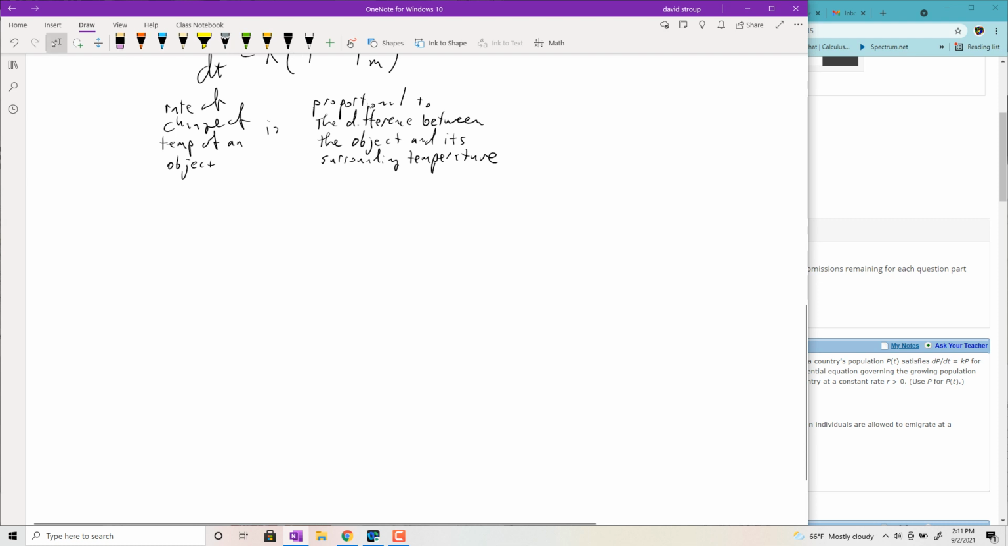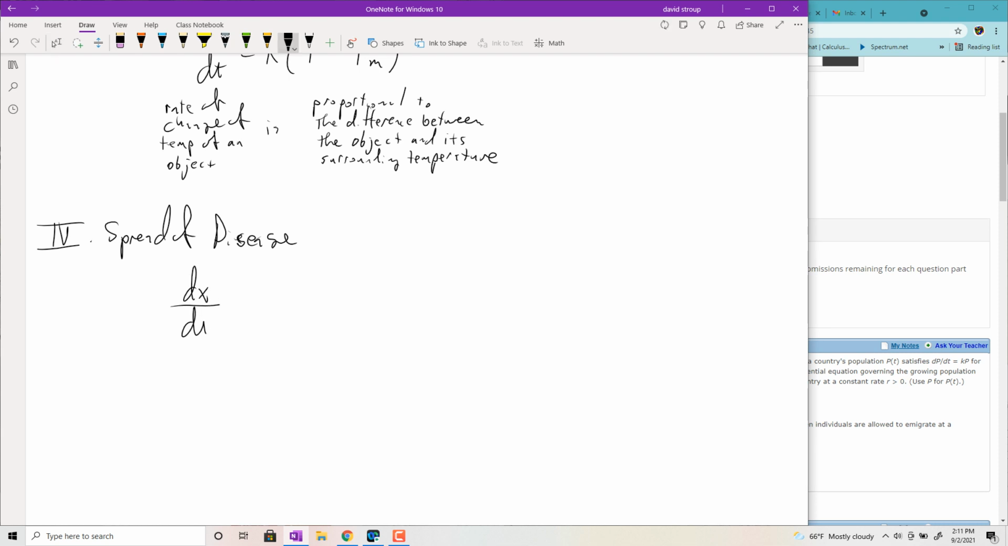Let's look at spread of disease models. So these models will say the rate of change of people that are infected is proportional to the product between the number of people infected and the number of people not infected. Okay, so let's see, X is the number of people infected, and Y of T is going to be the number of people not infected.